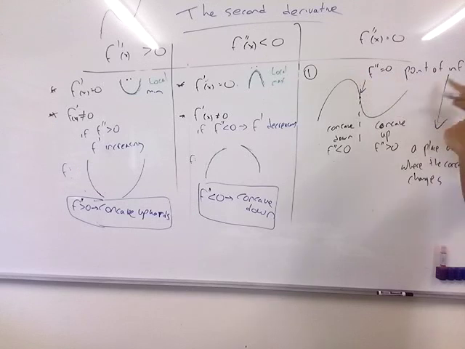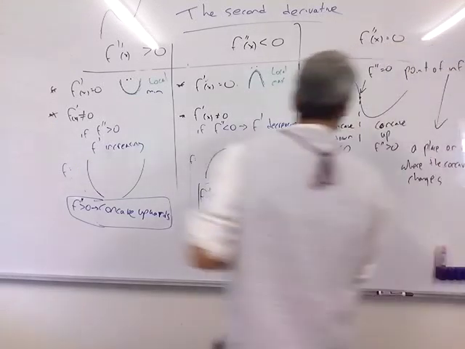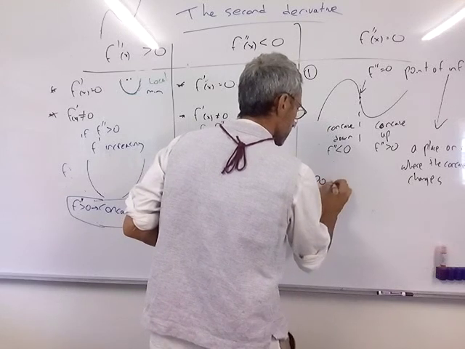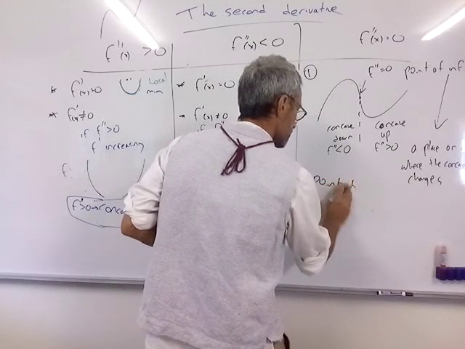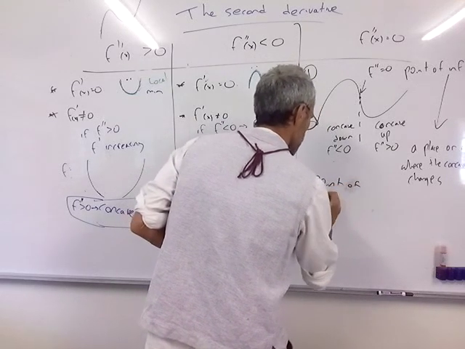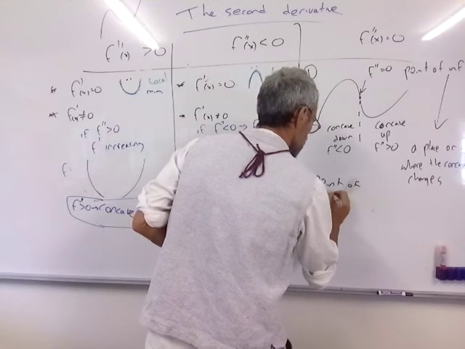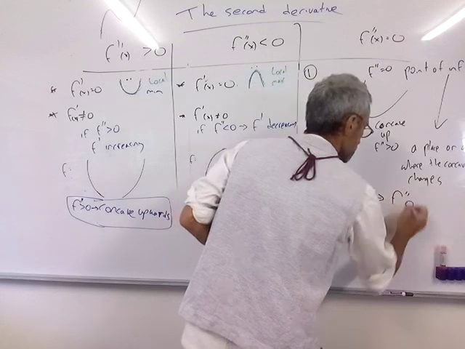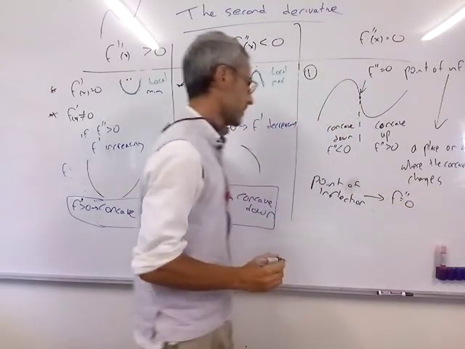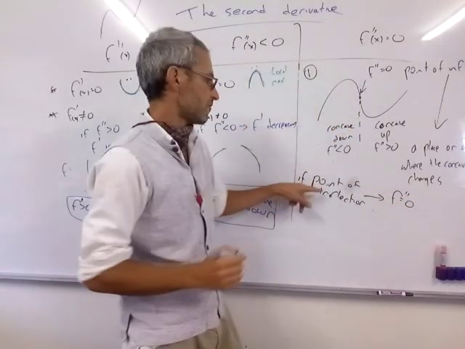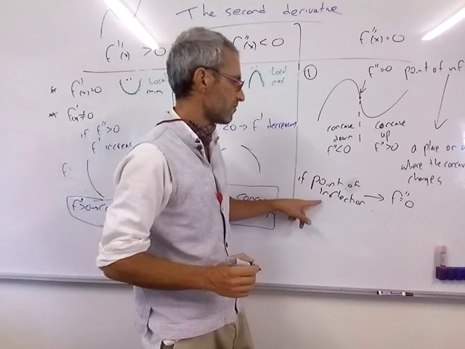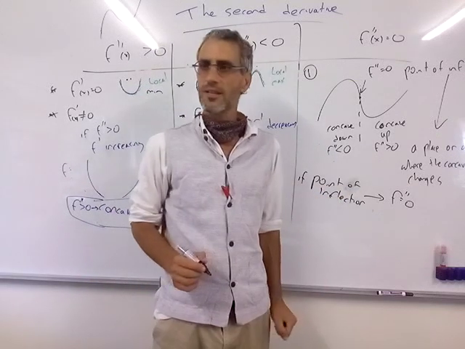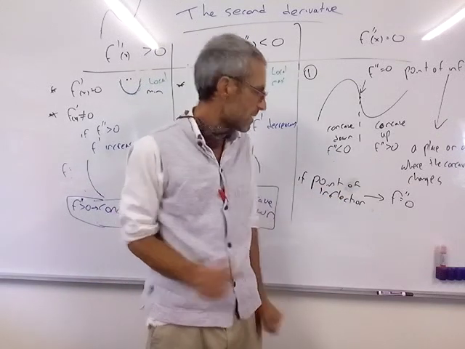And every point of inflection, I'll write it down here. Okay? If we have a point of inflection, that necessarily means the second derivative is 0. If there's a point of inflection, that has to mean that the second derivative must be 0.